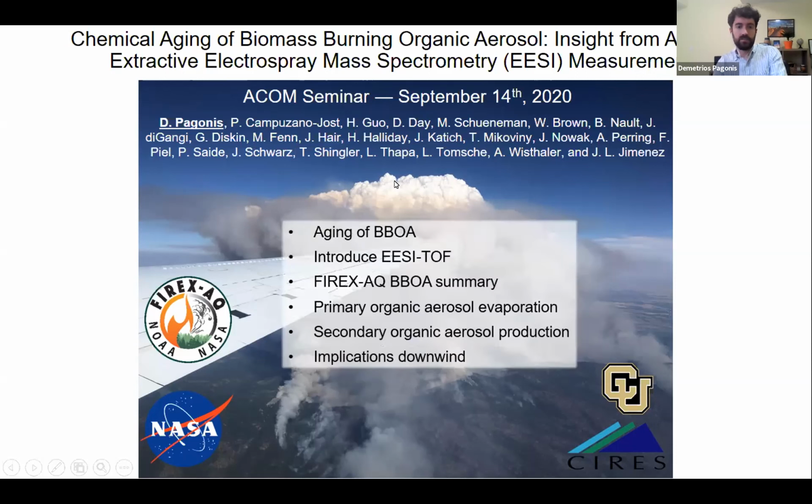In my talk today, I'll start off just by giving an overview of some frameworks of biomass burning aging. I'll introduce the EasyTOF instrument that I led the deployment of during FIREX-AQ, and then give overviews of the biomass burning OA emissions and the evolution of primary and secondary organic aerosol at FIREX.